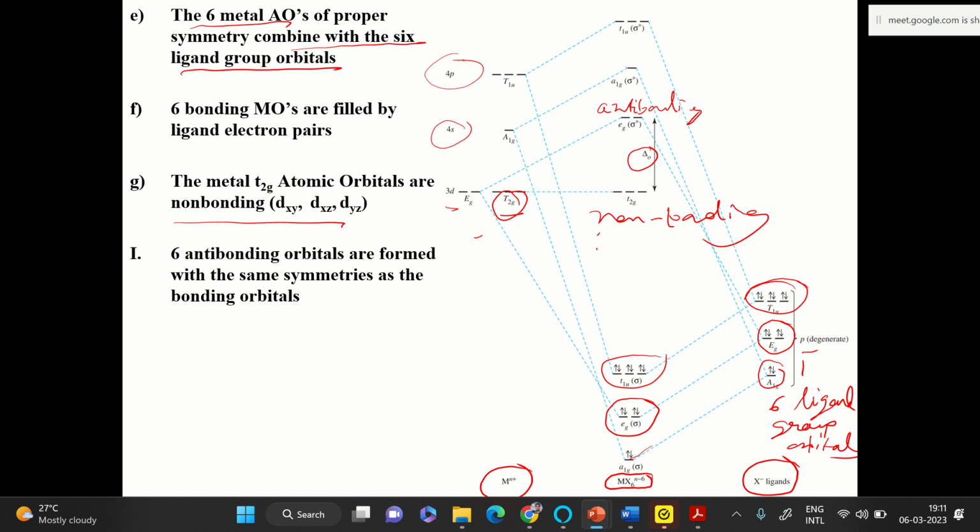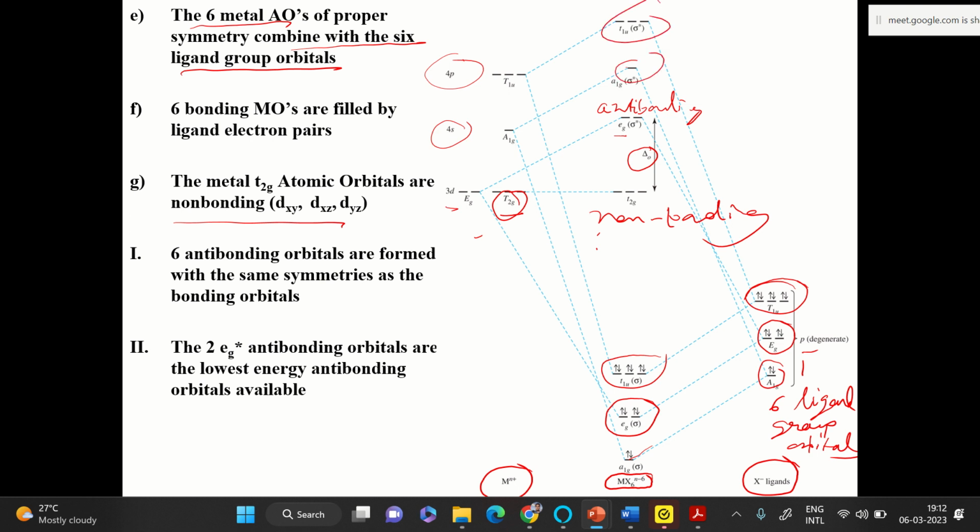6 anti-bonding orbitals are formed. So you can see Eg star, and it is the difference between T2g and Eg star that gives you delta naught. Of course, if 6 bonding orbitals have been formed, 6 anti-bonding orbitals will also be formed. That's what we have seen here: 3, 2, 3, 1 and 2.